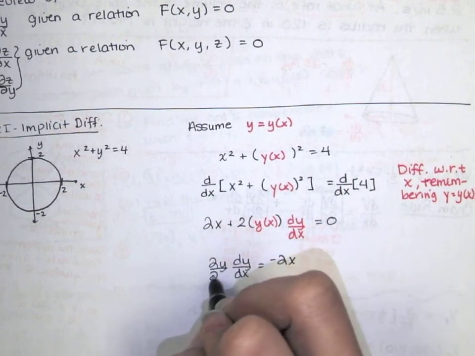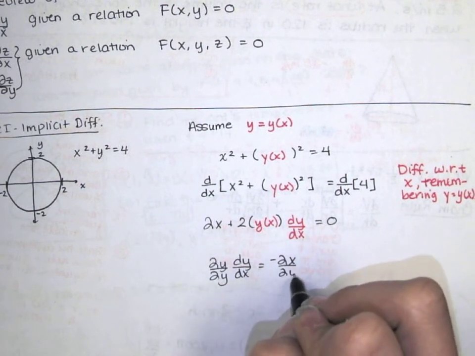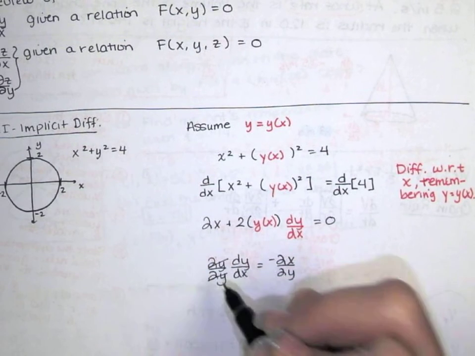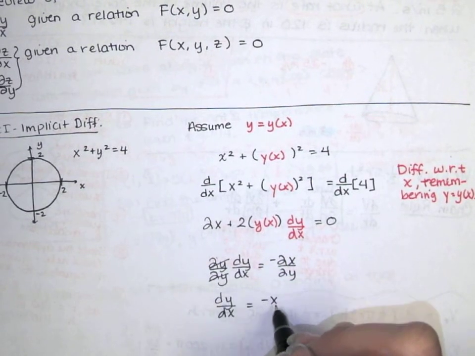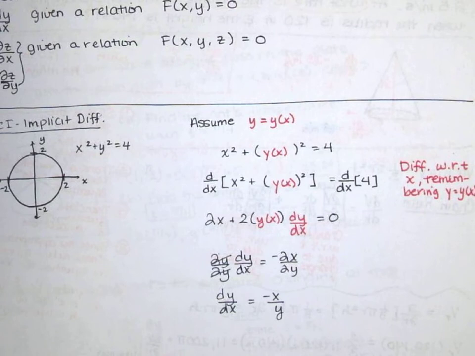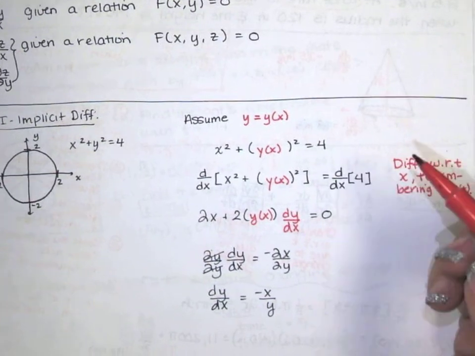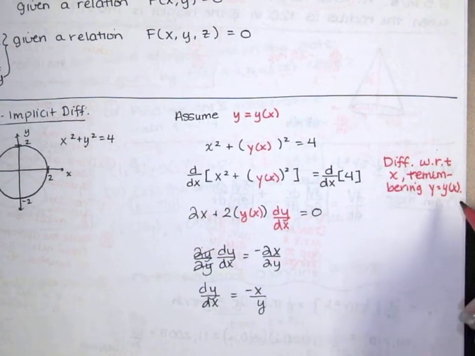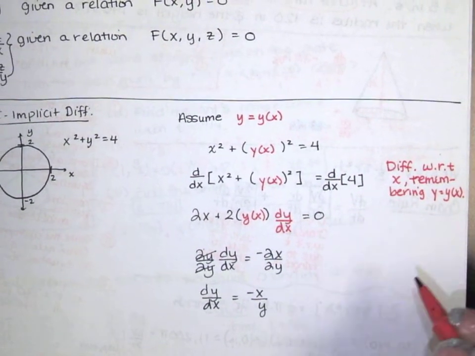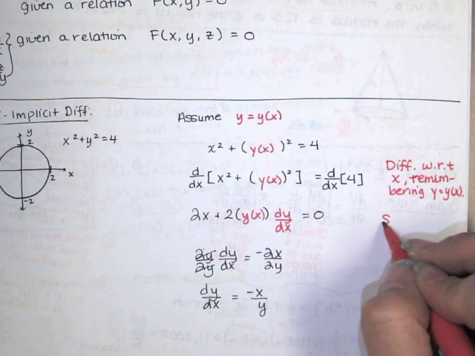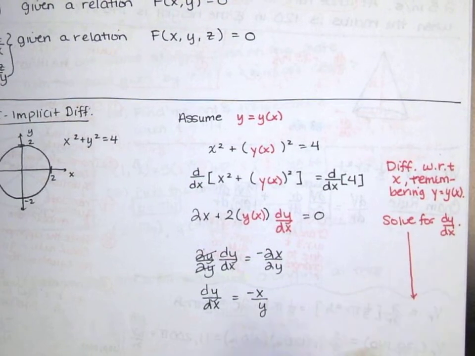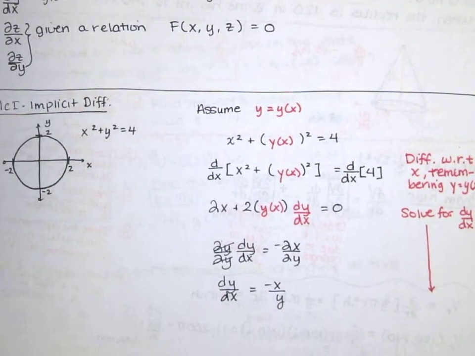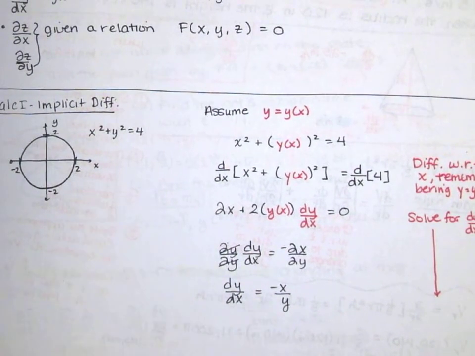And then divide both sides by 2y. That's how we did it in Calc 1. So we differentiated both sides with respect to x, remembering that y is a function of x, and then we did some algebra. We just solved for dy dx. And this gave us the slope on our curve. It gave us the slope over here.